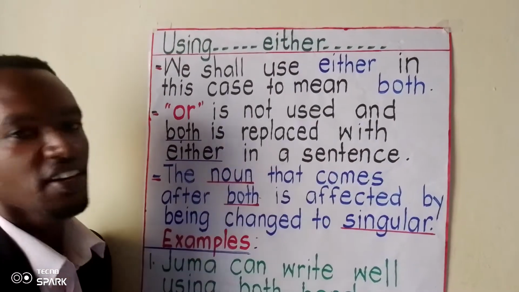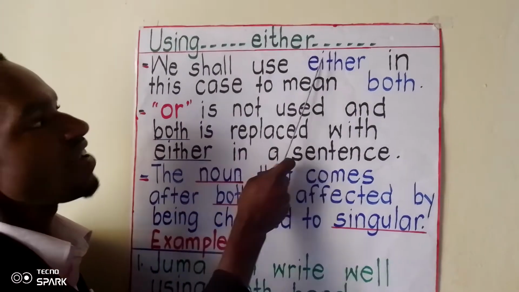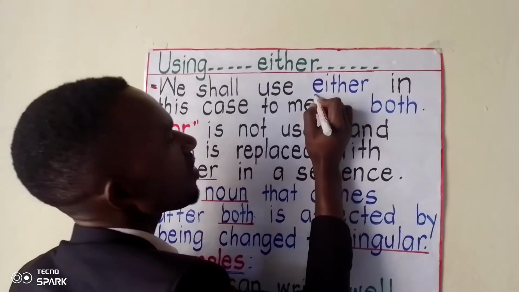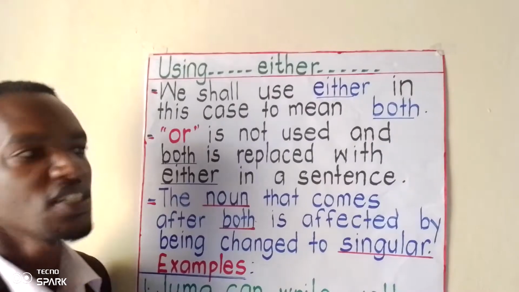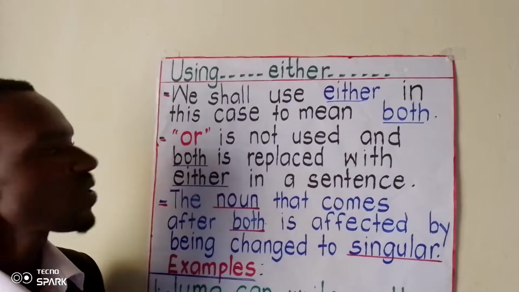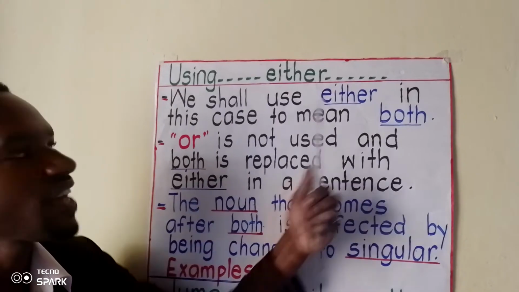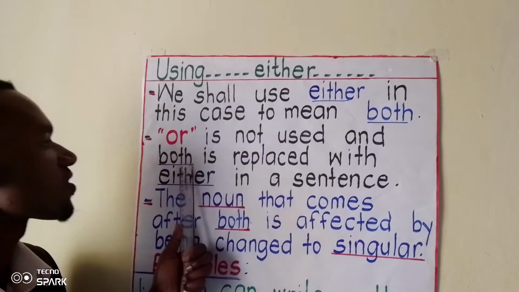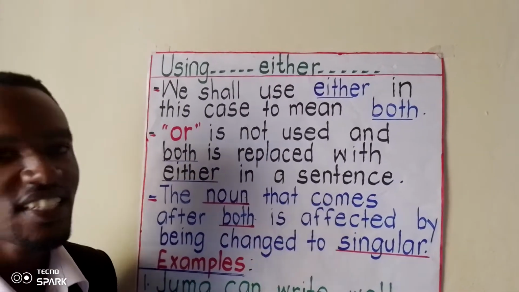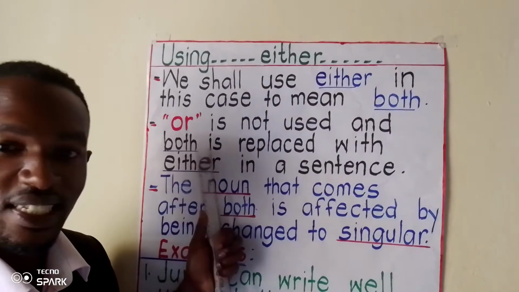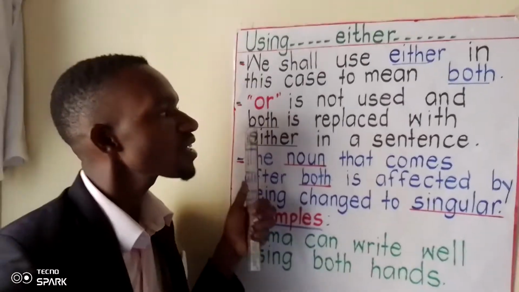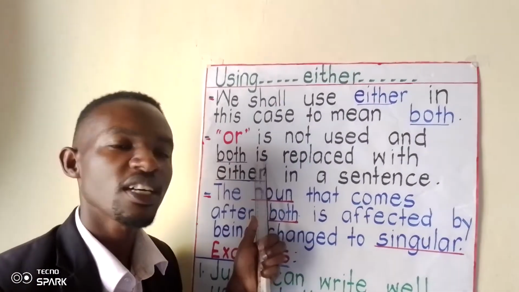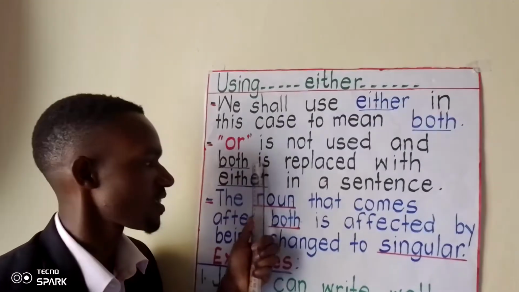Our today's either means we shall use either in this case to mean both. In other words, we want to use either to mean both. Secondly, or, that is used with either in most sentences, is not used, and both is replaced with either in a sentence. We shall not use or in this sentence, but we shall make sure that we remove both and replace it with either. Definitely we shall do this in the middle of the sentence.